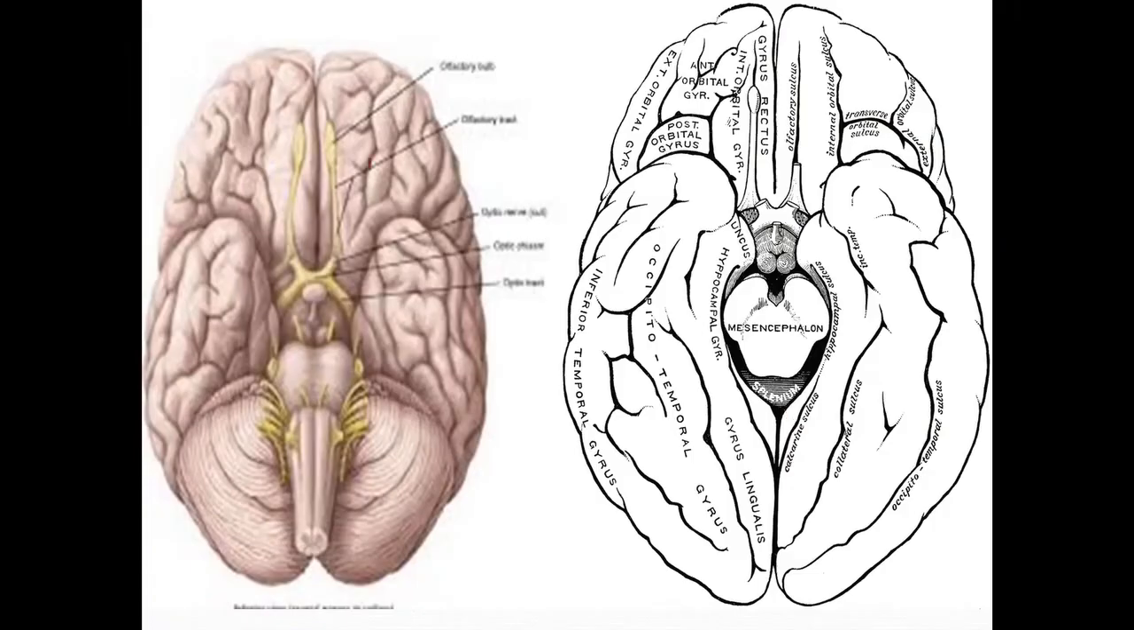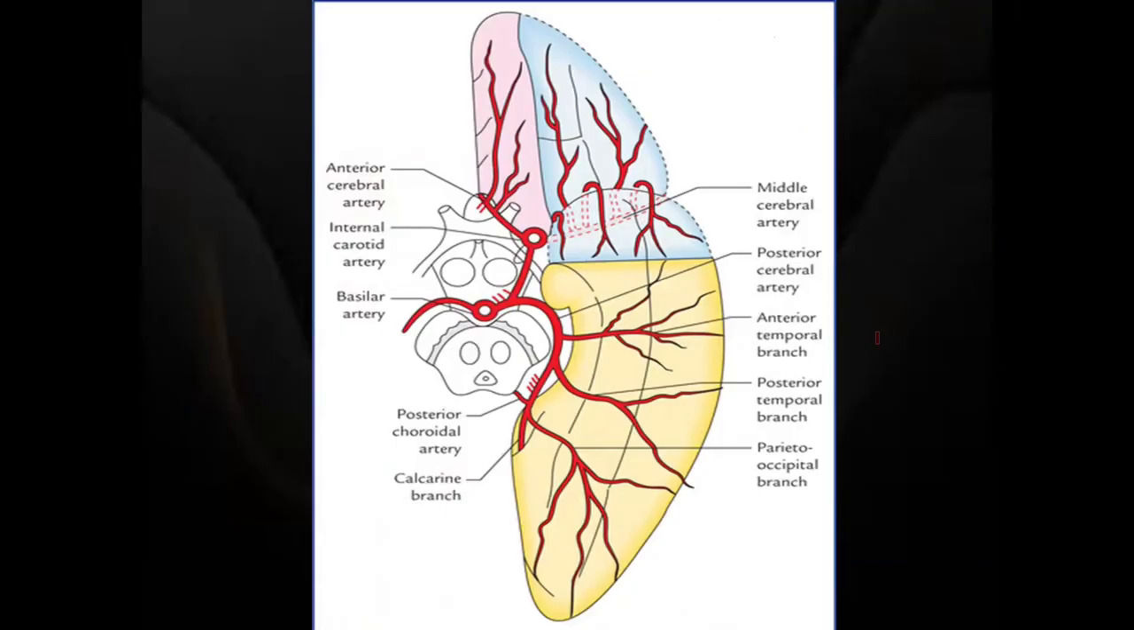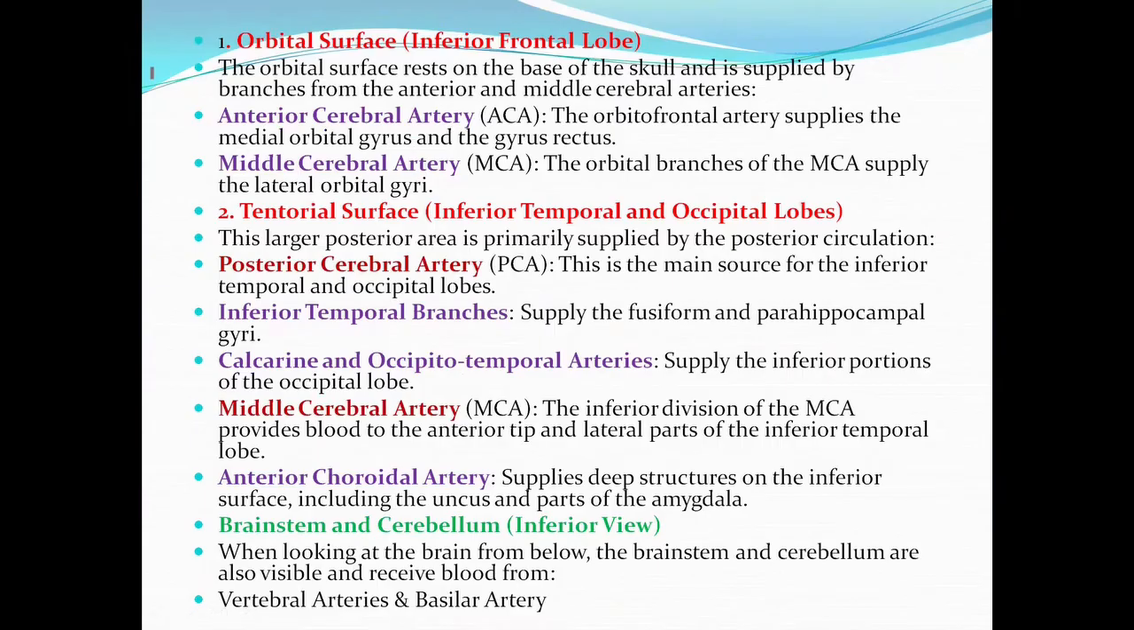And this is one more pictorial remembrance of the orbital part and the tentorial part. And when we move to the blood supply to the inferior surface, the orbital part will be supplied by the anterior cerebral artery and also the middle cerebral artery. The anterior cerebral artery will give off a branch called the orbitofrontal artery. Especially this applies to the medial orbital gyrus and also the most medial gyrus rectus.